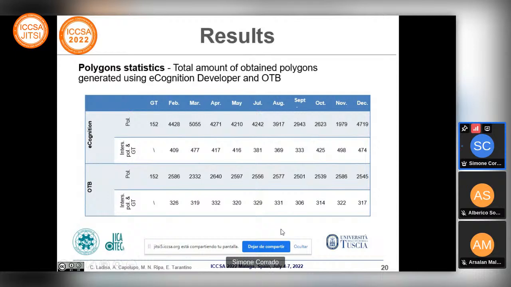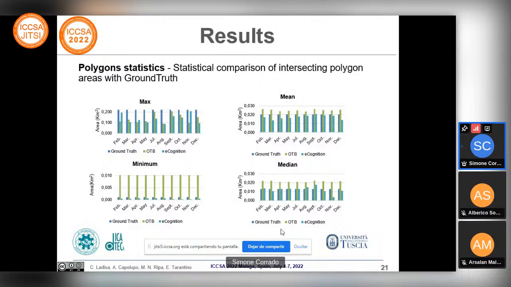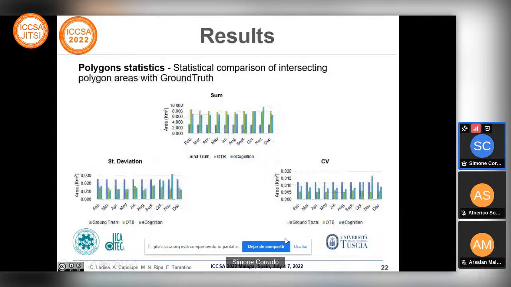This figure shows the metrics calculated on polygons intersected with the ground truth samples. In particular, it can be seen that the areas of the polygons intersected with the ground truth produced by OTB have a higher average value than those obtained from ground truth polygons for almost all months analyzed, while eCognition Developer produces results with a more fluctuating trend, always below the average value of ground truth, except in September. The coefficient of variation value showed more heterogeneity in the polygons generated by eCognition Developer. The values of standard deviation, the median, the CV, and the minimum show more small segments for eCognition Developer in November.